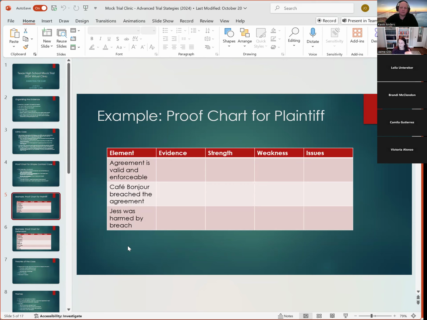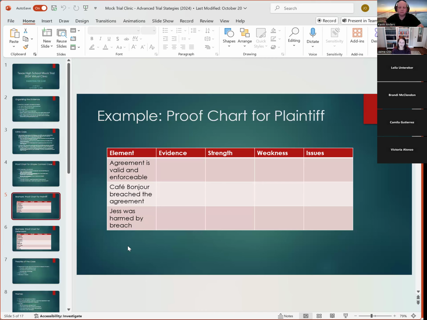So all of the pieces of evidence that you think are good for you would go into that evidence column, and trying to break it down by element just really helps keep you organized as you're doing that. And then strength and weakness, you can do this in a number of different ways. You can maybe have a 1 to 10 ranking, where you say, okay, the fact that Jess couldn't pay her rent anymore is really strong evidence of harm, and I'm going to give that a 9. But the fact that Jess couldn't find another job right away, because maybe there's some other evidence that every bakery in town was hiring at this point, maybe that's pretty weak evidence. So you'd want to give that maybe a 3 or a 4.